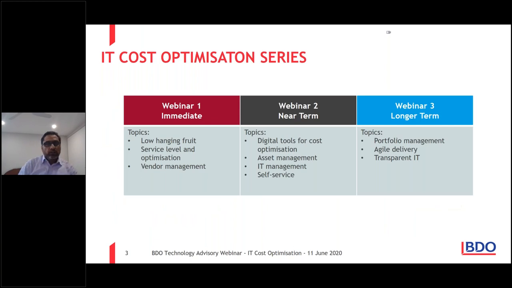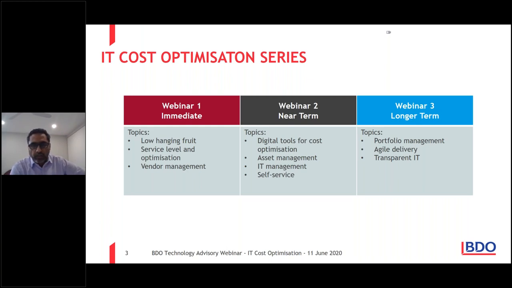So as I mentioned earlier, this is the first of the three webinars that we are doing on this topic. And the way we have structured it is today's session is going to talk about some of the things that we can do here and now. And we'll talk about the context as to why we are focusing on or highlighting what we can do here and now, and they include some of the low-hanging fruits that you might have in your IT setup, some optimization activities around service level, and some of the contract management contracts that you might have in place, and then the last one is around vendor management. So, in our experience, a lot of these things can be done in the 0 to 3 months, 4 months time frame.